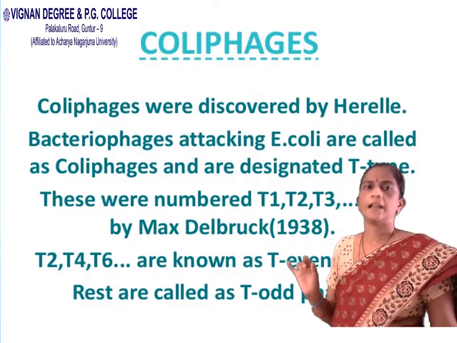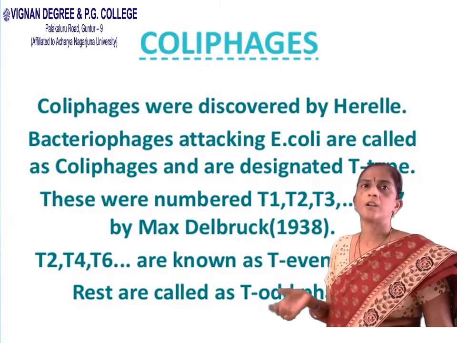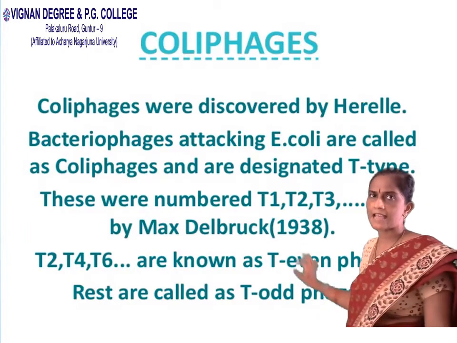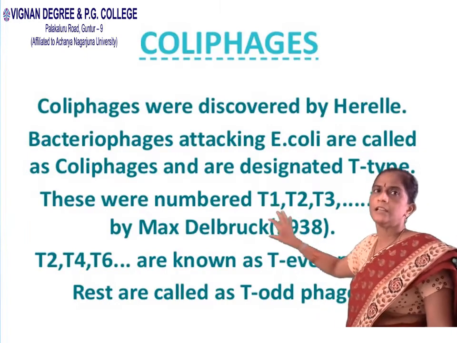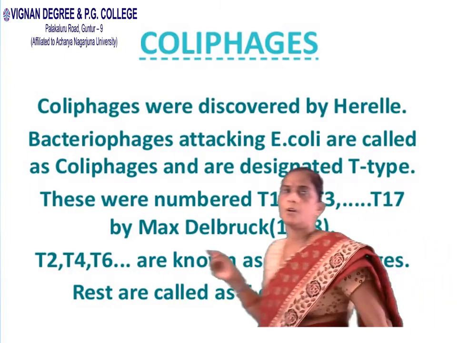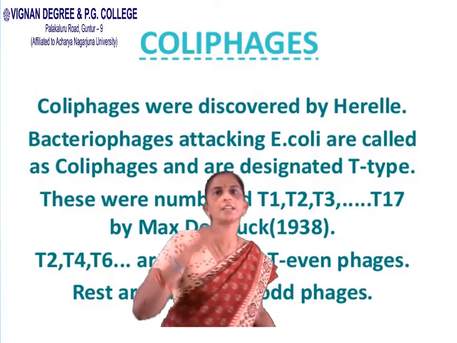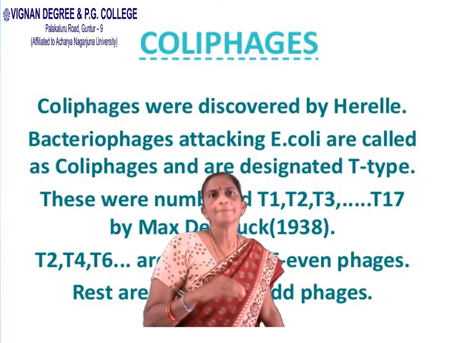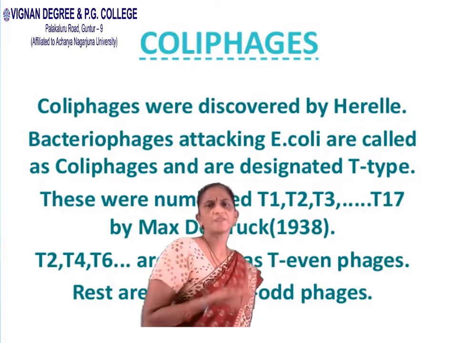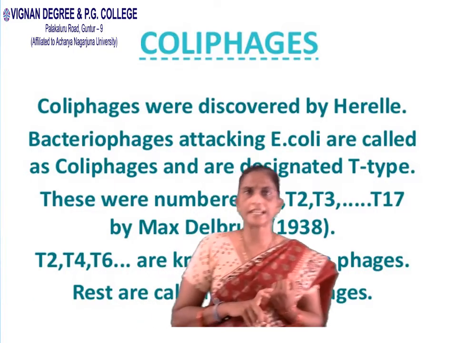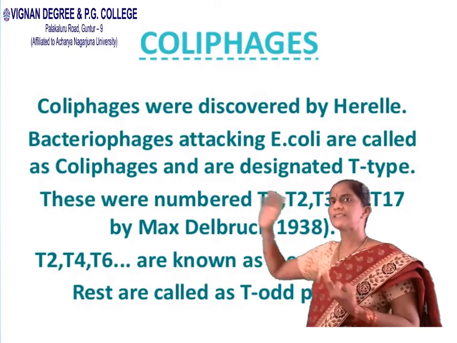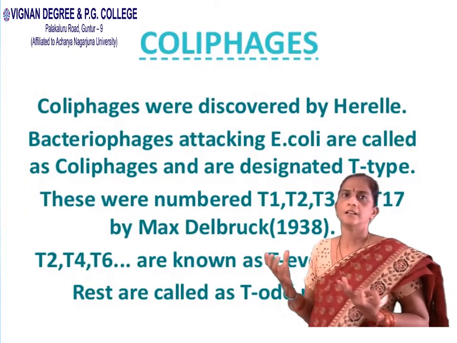This may be in your objective sessions. What is the other name of T-phages? The T-phages can be designated as T4 phages. They are numbered as T1, T2, T3: T-odd phages and T-even phages. These have the most complex structure, with a hexagonal head, a rigid tail and contractile fibers. Already we discussed the hexagonal head. This is the basic model of any bacteriophage.